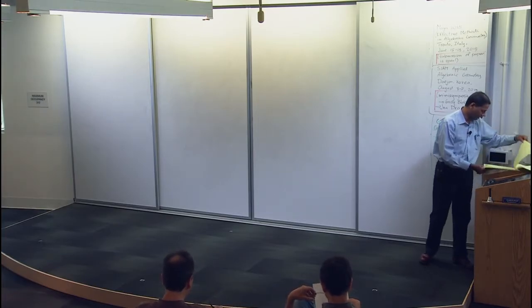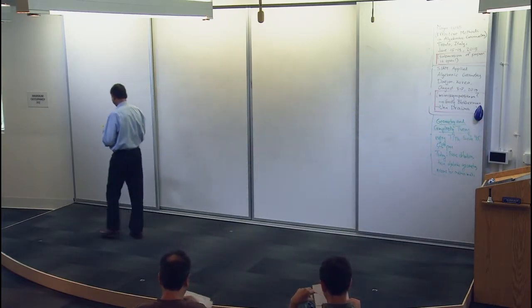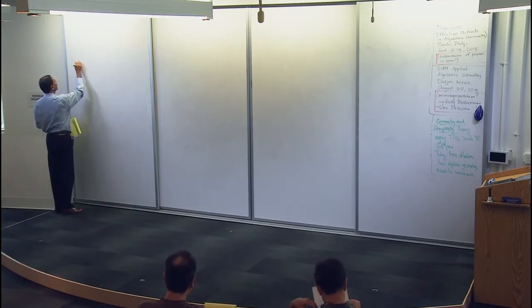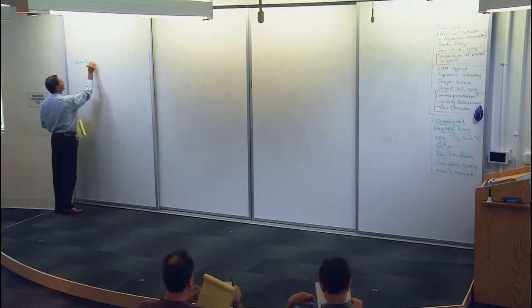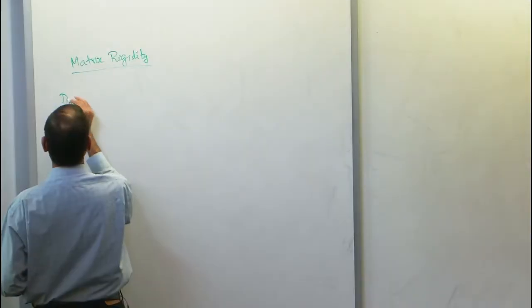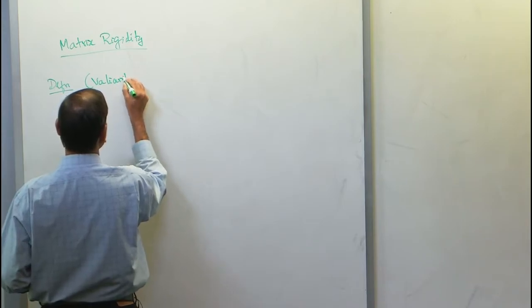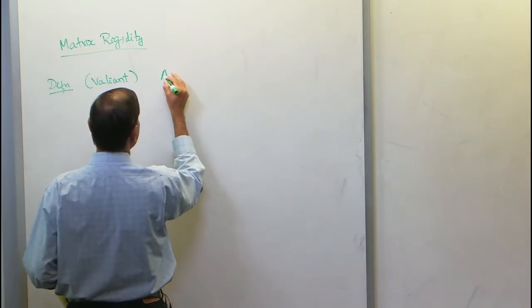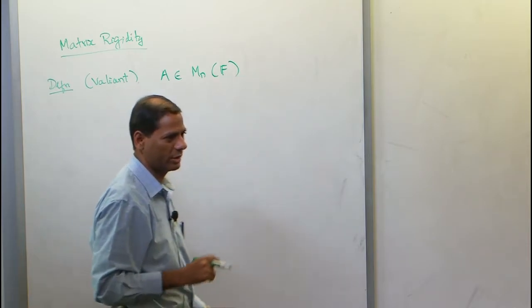Let me start with the definition of matrix rigidity. It was defined by Valiant. Let's start with the matrix. For simplicity, I'm going to take square matrices and Valiant matrices.